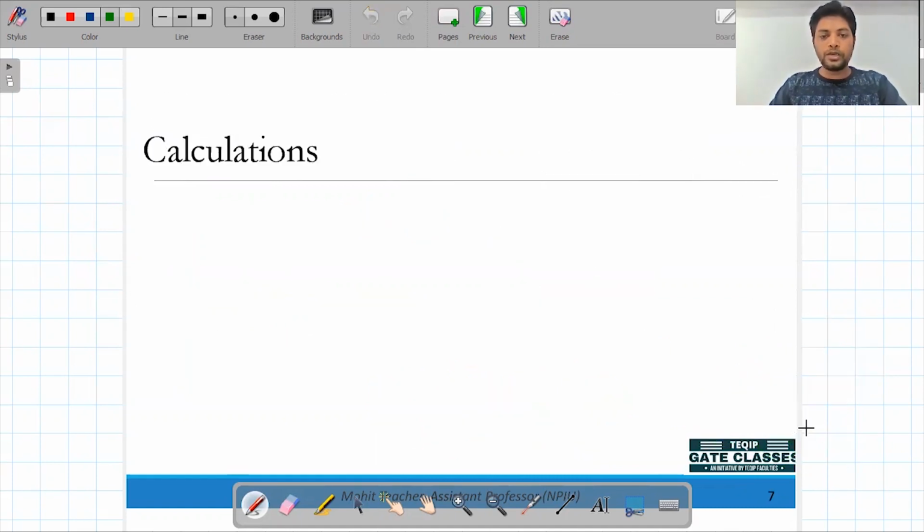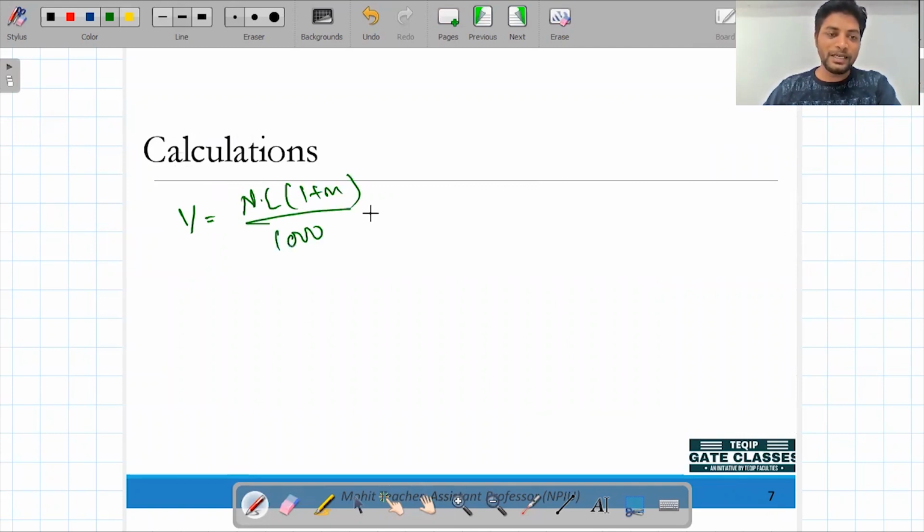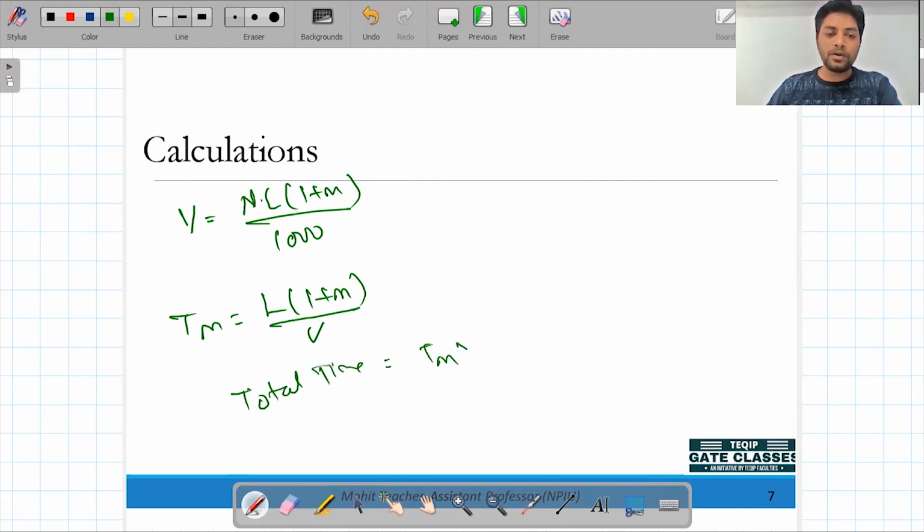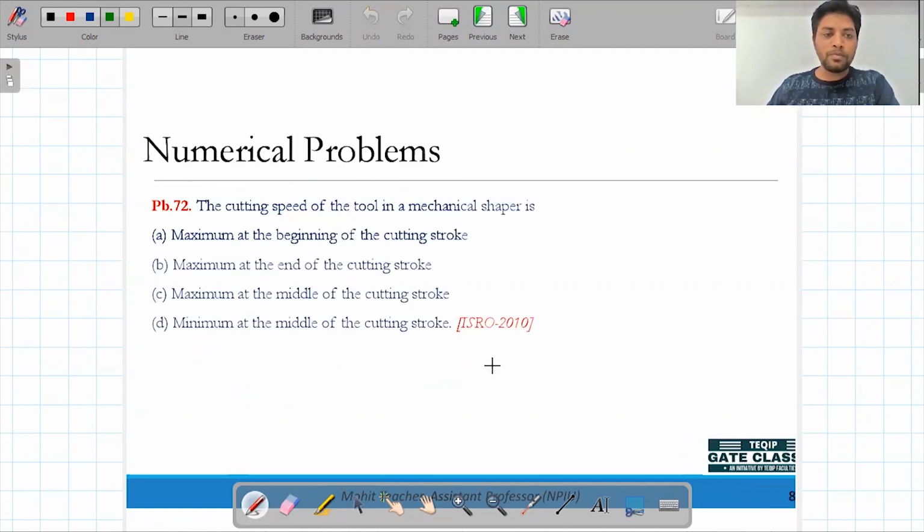Okay, let's move to the calculation part. Calculation is done. This velocity is N into L into (1 plus M) upon 1000, in meter per minute, and this Tm, the machining time, is L into (1 plus M) upon V. Total machining time will be equal to Tm into ns only. So this is your simple calculation. Fine, let's move to the problem part.